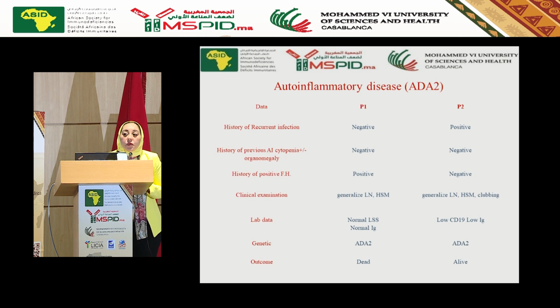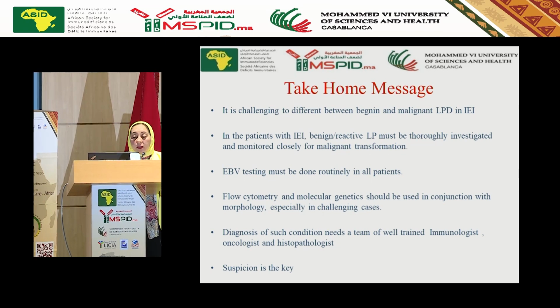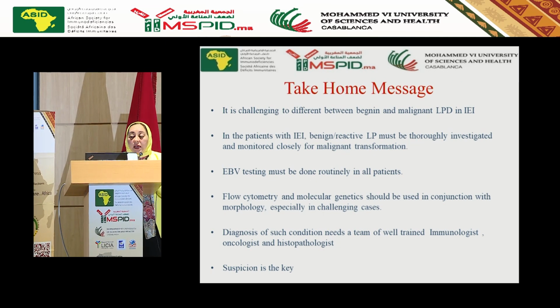So from these patients, we see that ADA2 could come with an immune dysregulatory feature, or it comes with recurrent infection, and then later on they could develop an immune dysregulatory feature, which was really interesting in these patients. And this takes me to my take-home message. It's very challenging to differentiate between benign and malignant lymphoproliferation. It really needs expert experience.